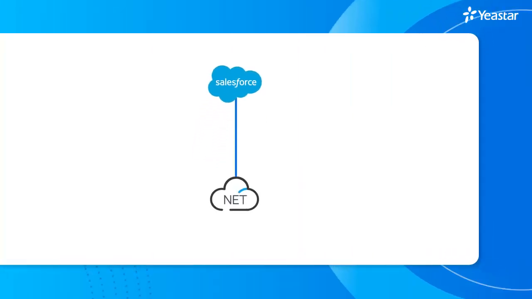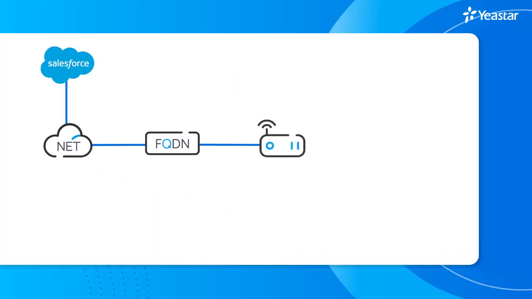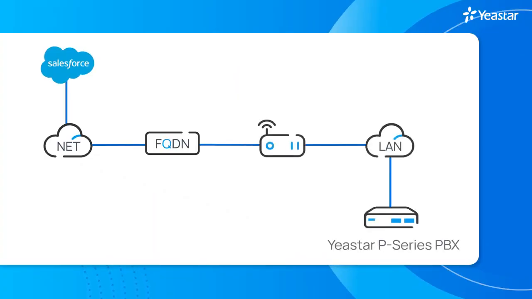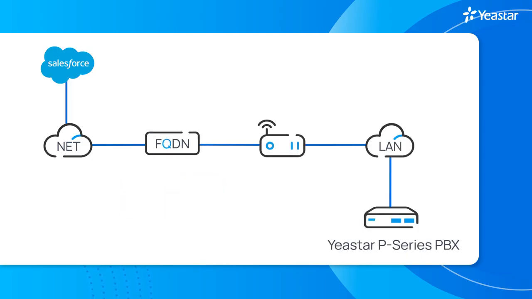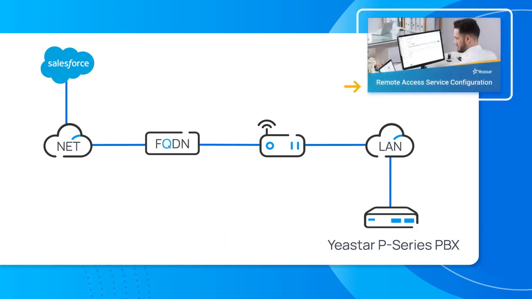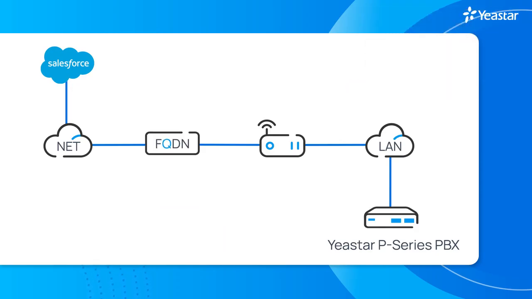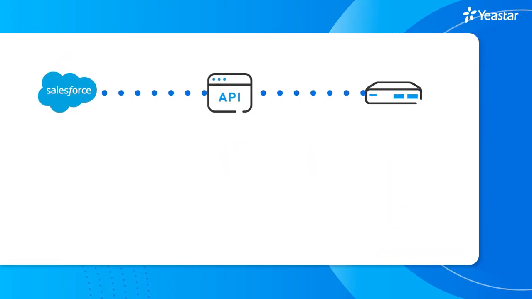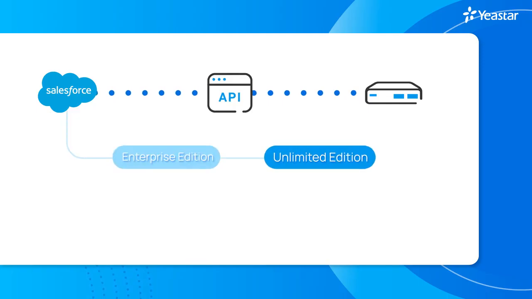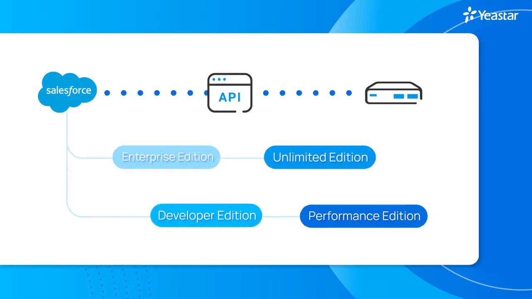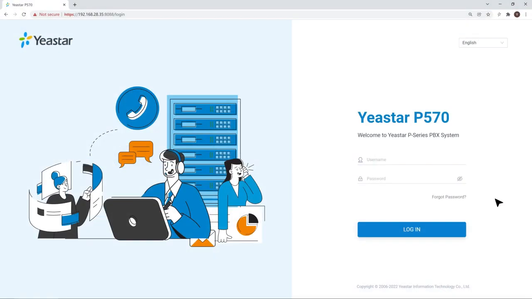First of all, as Salesforce is a cloud-based service, to realize the integration through the public internet, it's necessary to subscribe to Enterprise Plan or Ultimate Plan on the P Series PBX and activate FQDN. If you don't know how to do this, please check this video. And at the same time, as the integration is done through API, your Salesforce has to be the Enterprise Edition, Unlimited Edition, Developer Edition, or Performance Edition, which supports API interface. Now we can start the configuration.